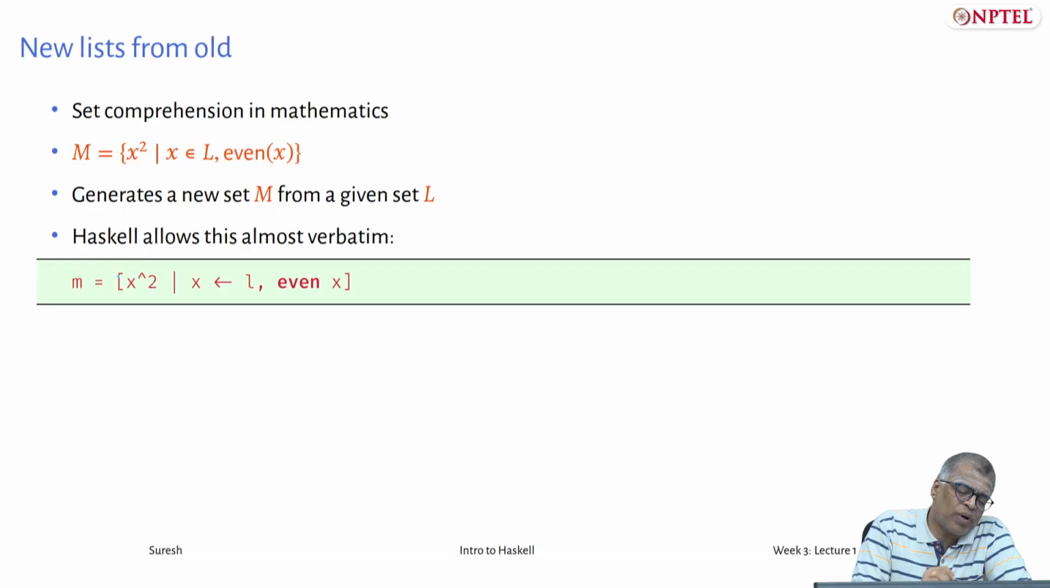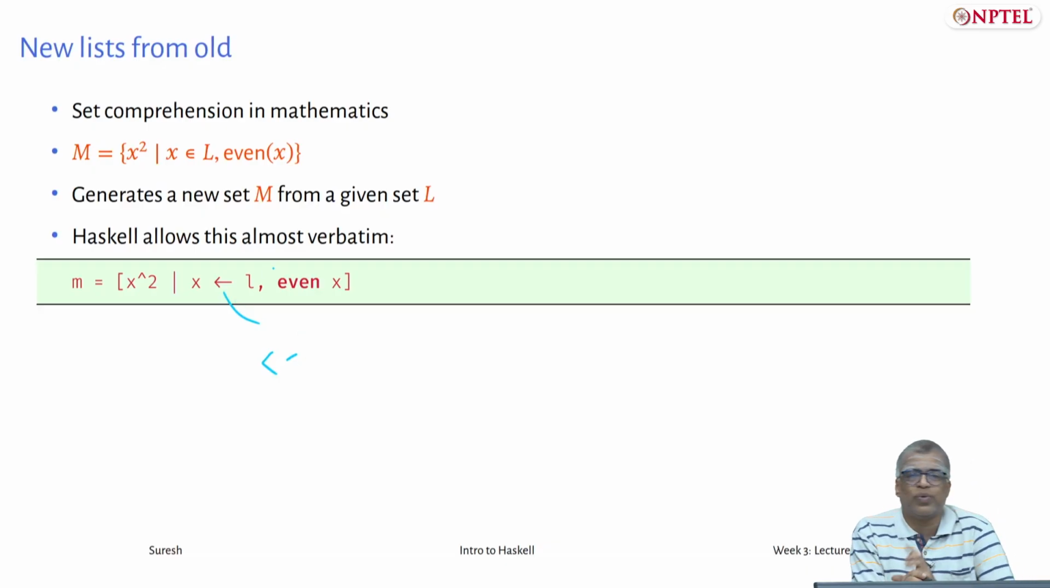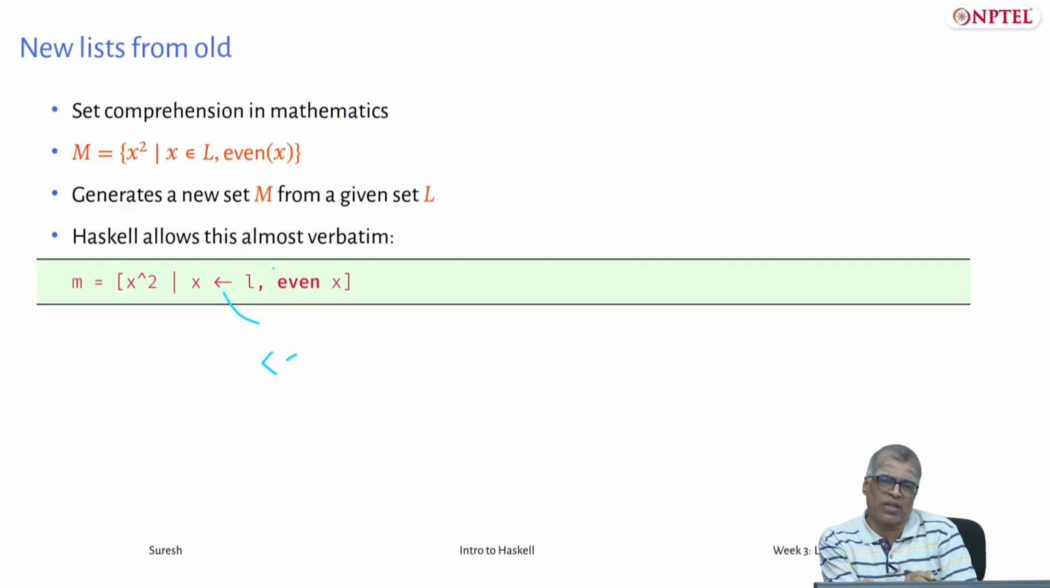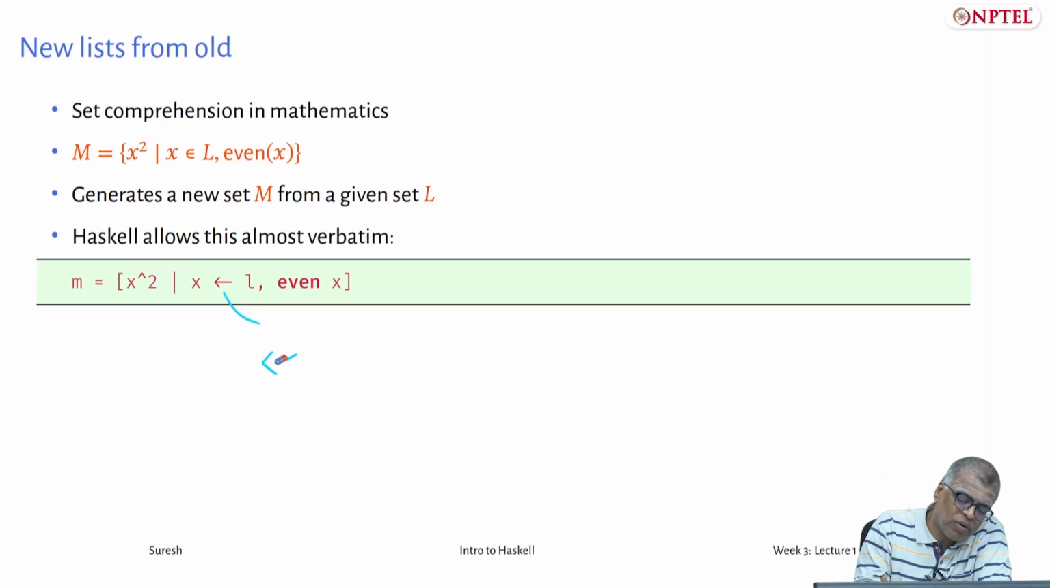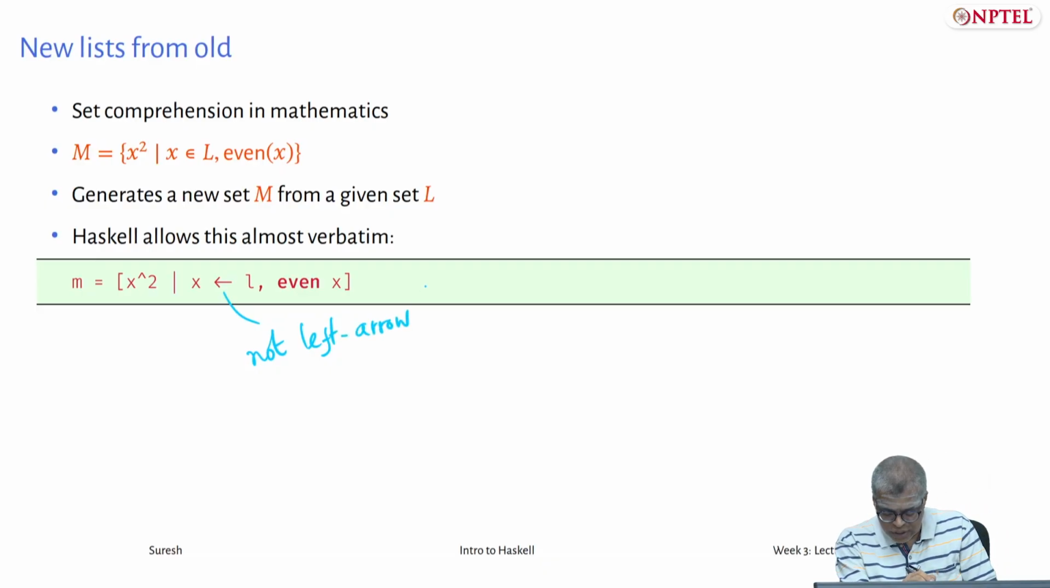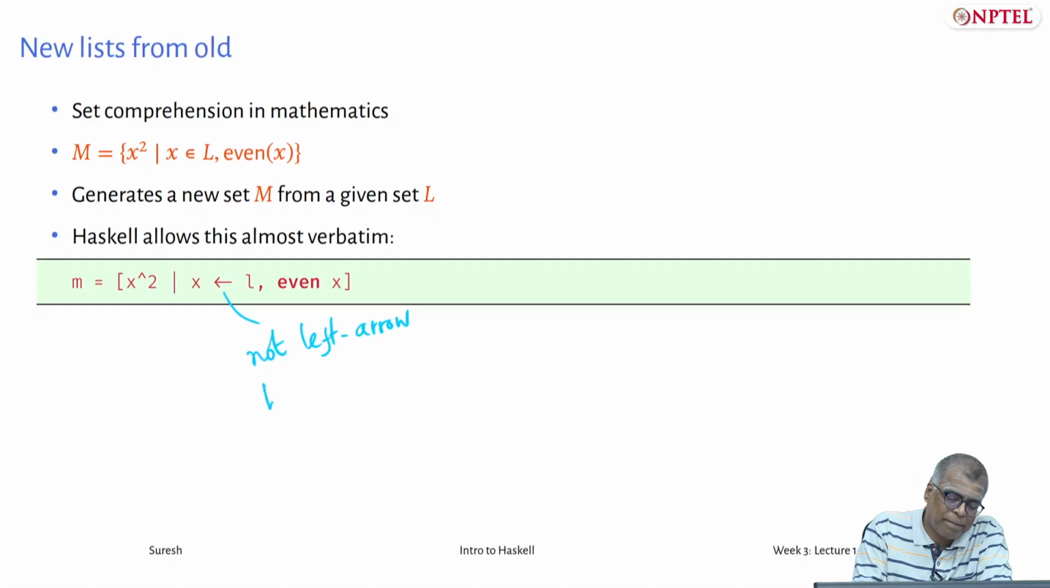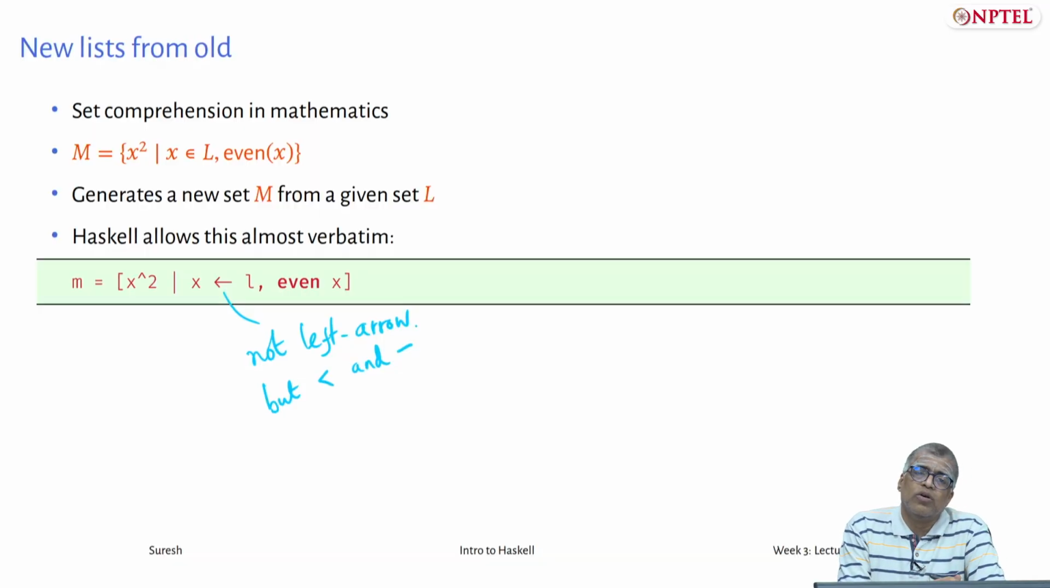Instead of braces you use square brackets, and instead of belongs to, this is actually less than followed by a hyphen, but I am using a special font for these slides which will fuse them together and show it like a left arrow symbol. So this is not a left arrow, you need to remember, because left arrow is not a typable symbol on the keyboard. If I just type left arrow, it will go left. Okay, fine, but this is the point.